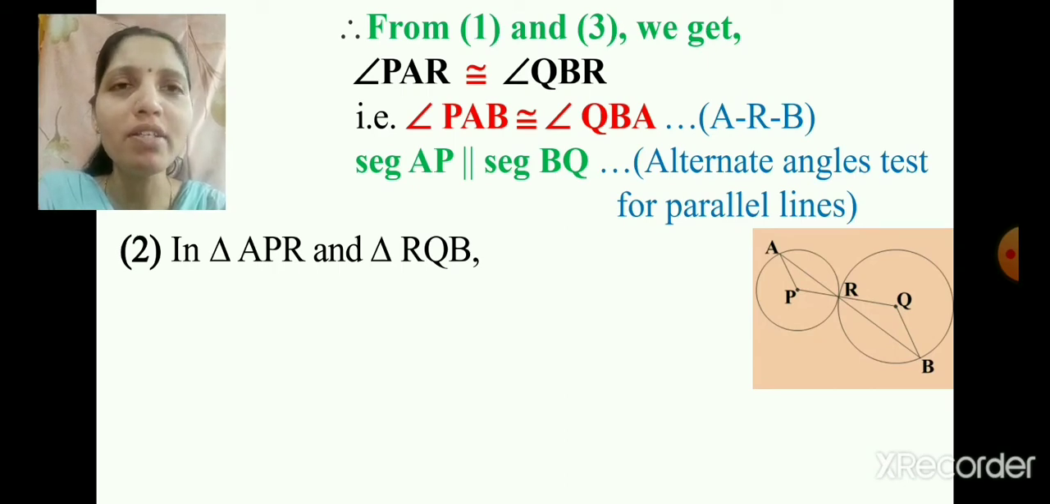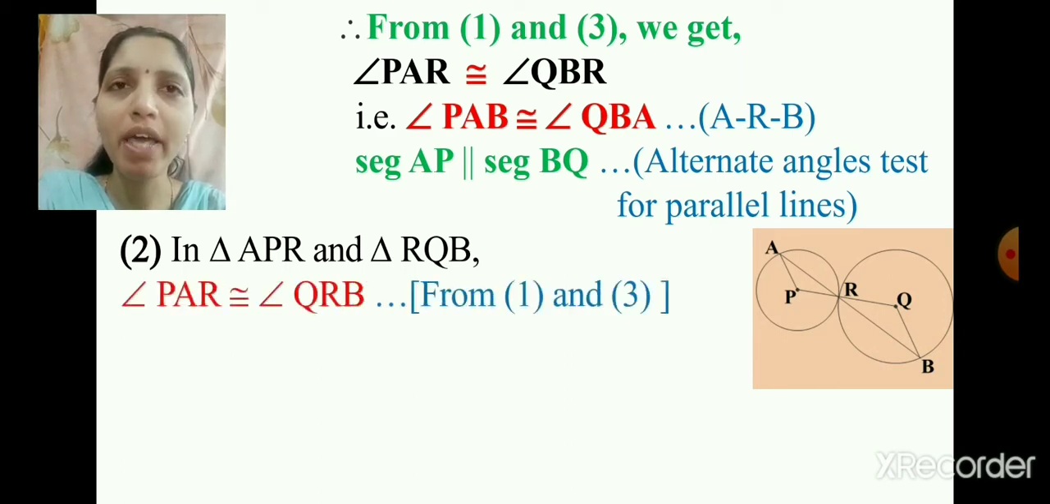Now let's start with the second sub question. In triangle APR and triangle RQB, angle PAR is congruent to angle QRB from equations 1 and 3.